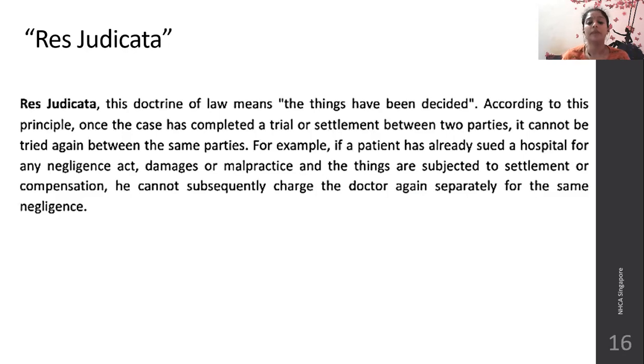Res judicata. This doctrine of law means that things have been decided. According to this, for example, if a patient has complained against a nurse for nursing malpractice, the organization takes action against that. Next time, when the patient is admitted and wants to make the same complaint against the nurse for her previous action, it is not entertained, because things have been decided and actions have been taken. You can't keep repeatedly asking the court or the organization to take action for the same mistake committed in the past. So things have been decided.